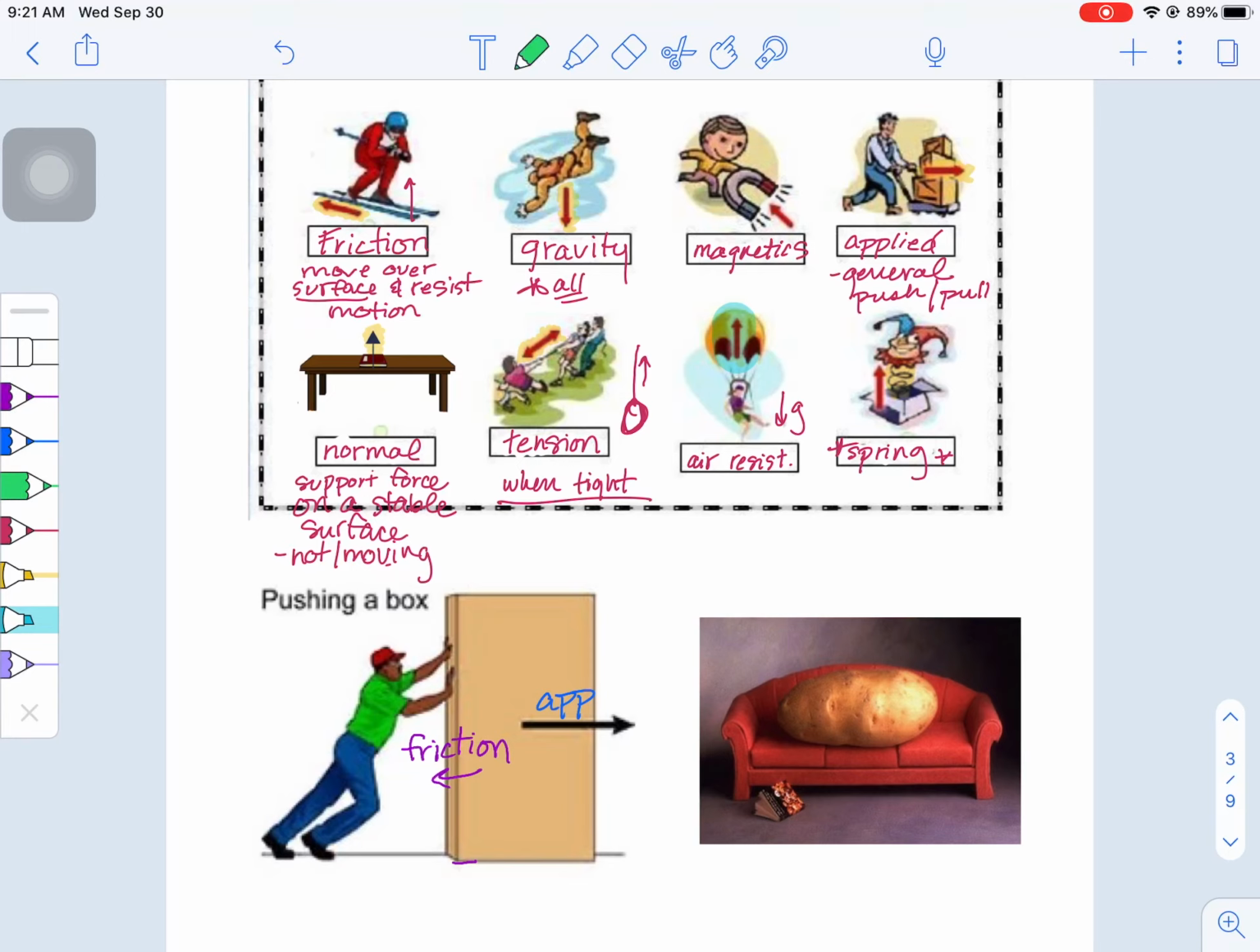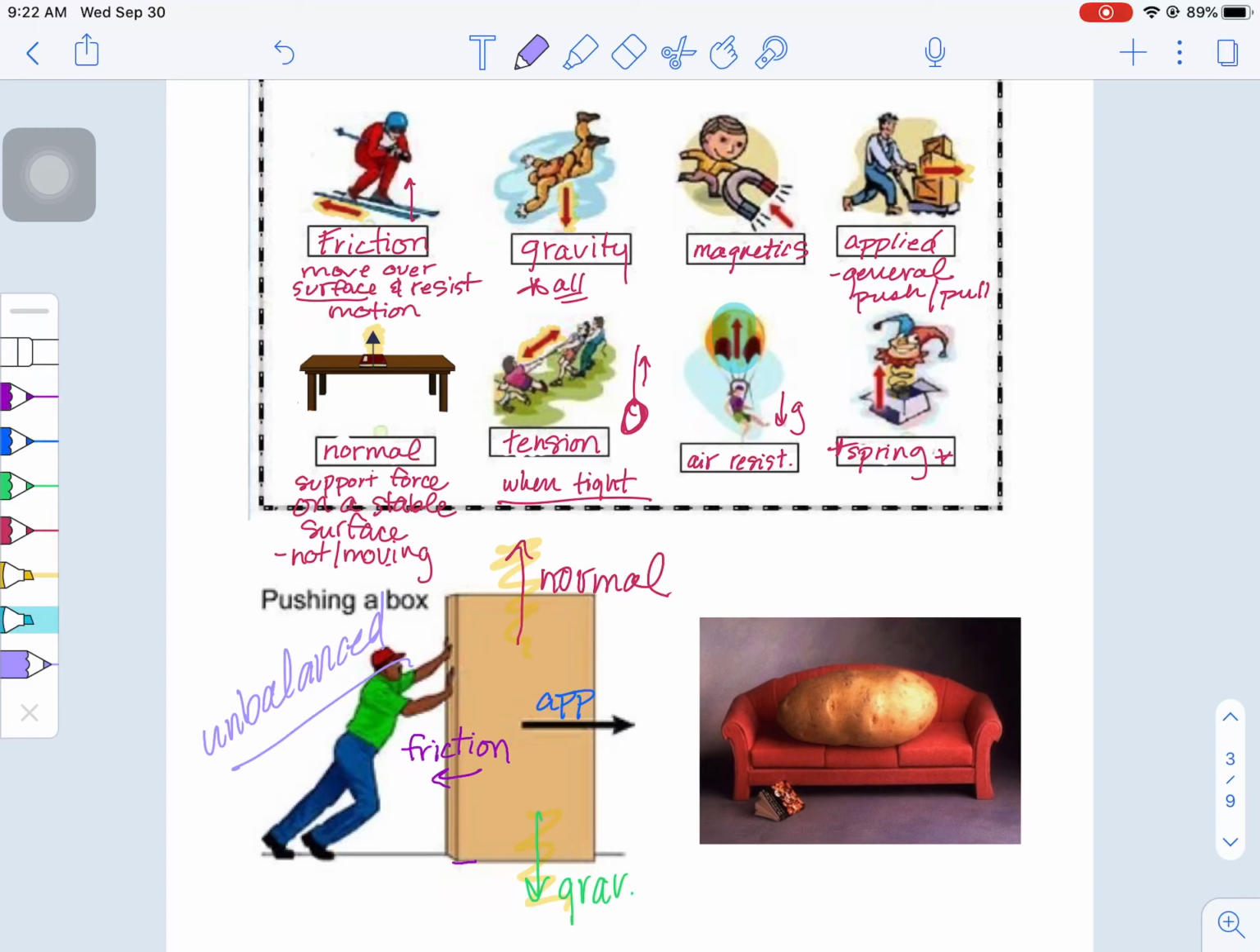This object still is being impacted by gravity and still being impacted by a normal force. And it's important to remember that those two forces are going to be equal or balanced because this object has no up or down motion. But overall, we would say this scenario is unbalanced, right, as the object is moving across the floor.